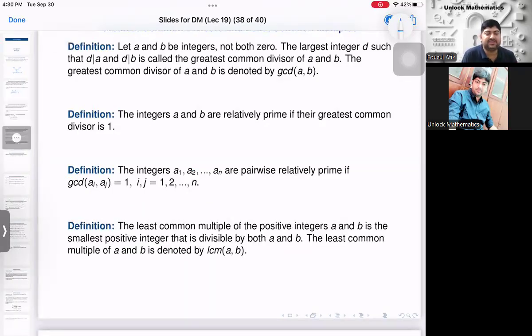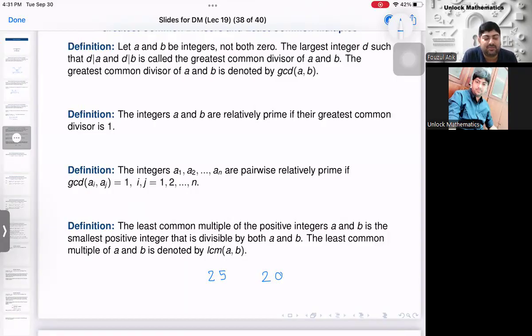Next, what is the LCM then? The least common multiple of the positive integers A and B is the smallest positive integer that is divisible by both A and B. Now, suppose I'm giving an example, maybe 25 and 20. What is the least common multiple of them? That number should be a multiple of both, and it should be the least such number, right?